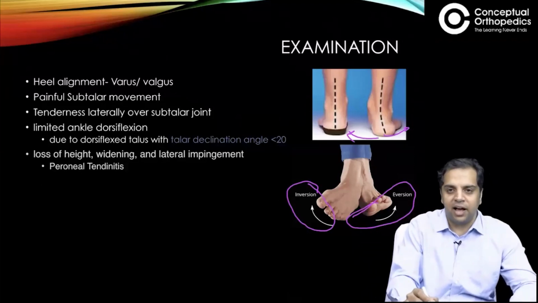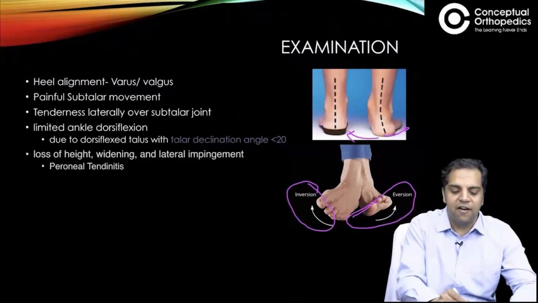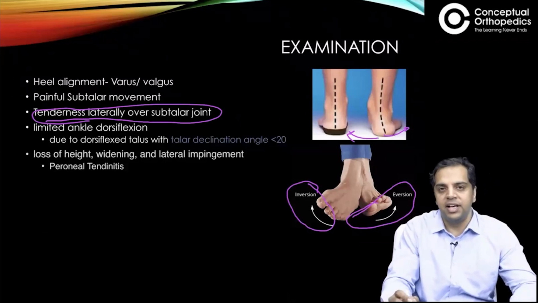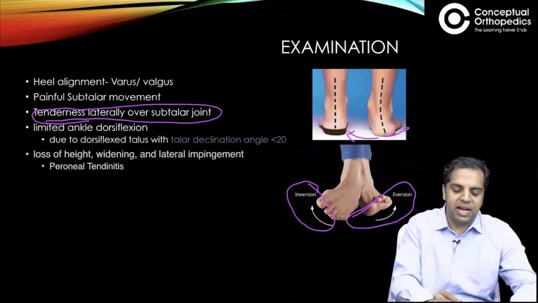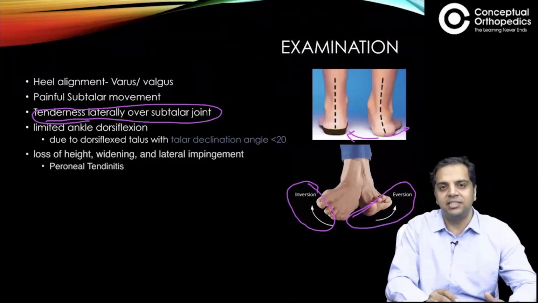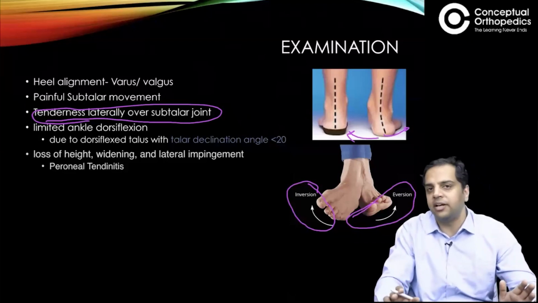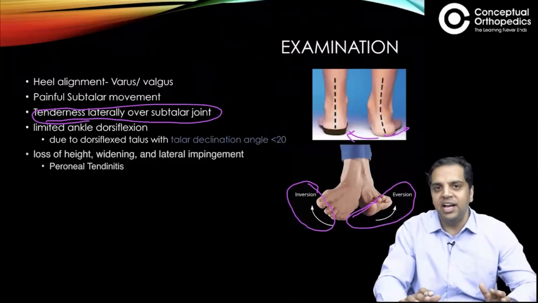Patients who have subtalar arthritis, which is almost imperative in a patient who has calcaneum malunion, will have pain and tenderness laterally over the subtalar joint. Another important concept is limited ankle dorsiflexion. You have to understand that in patients who have calcaneum malunion, although the calcaneum has no part in the ankle joint, it can lead to decreased ankle movement. And how can that happen? I will explain it to you in the next slide.